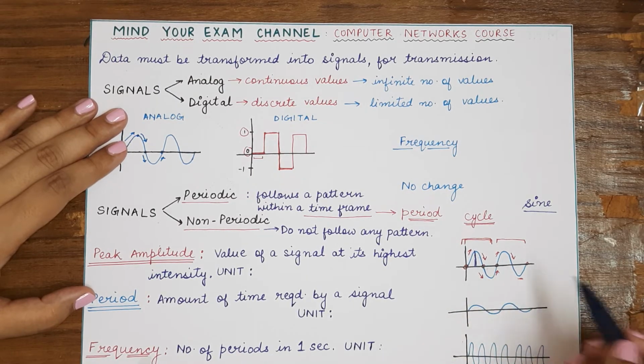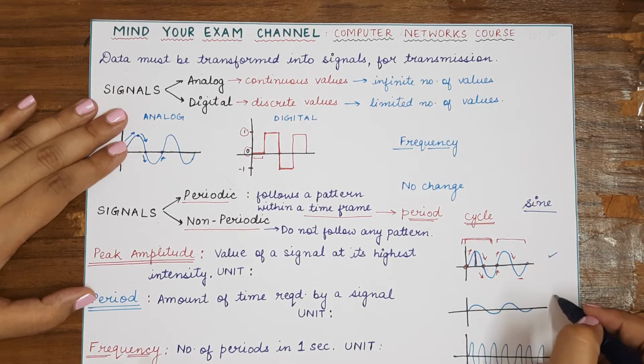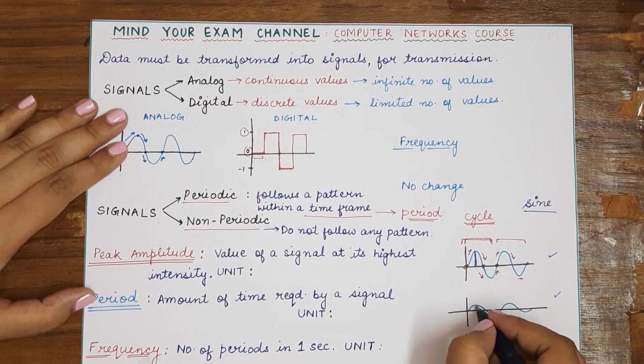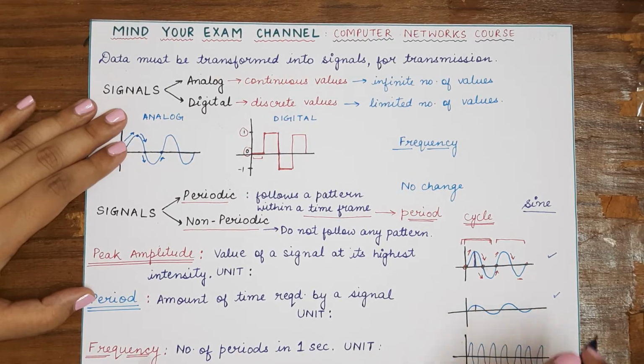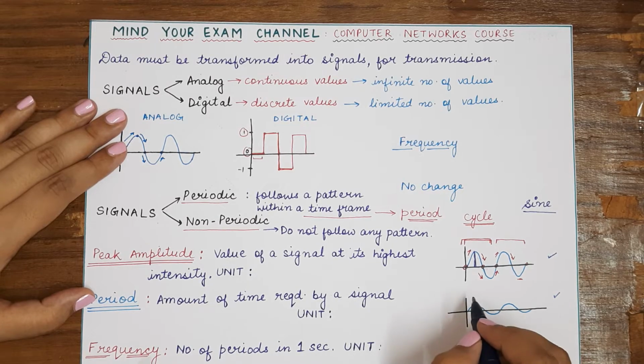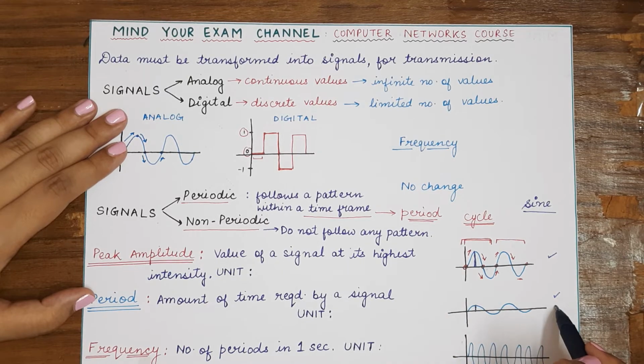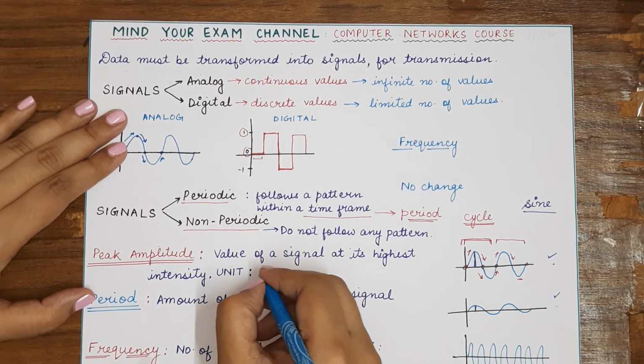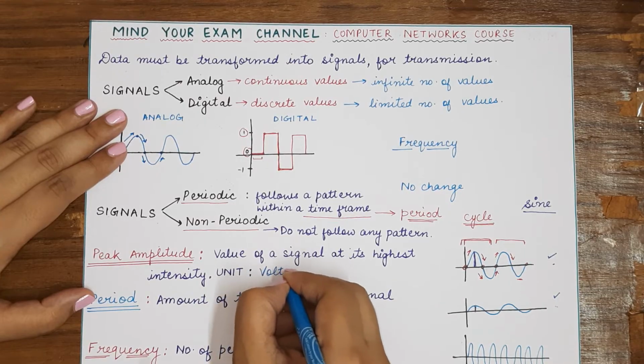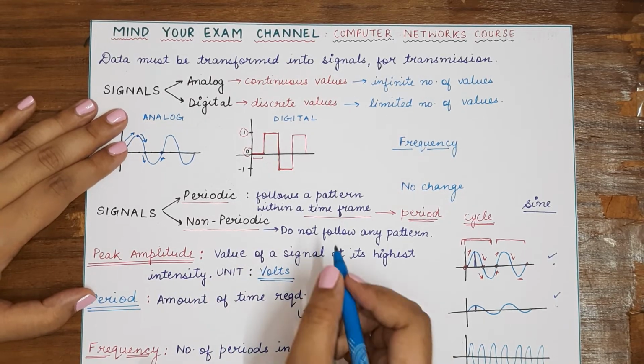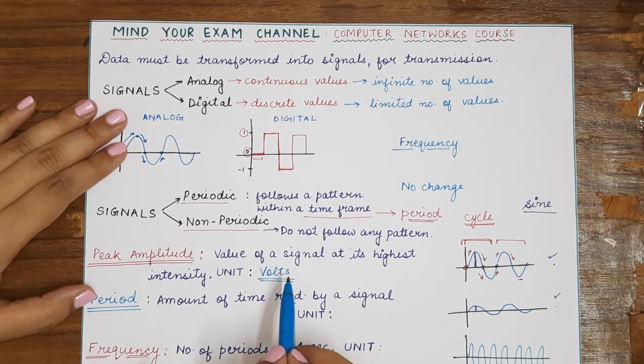Okay, and this amplitude might vary from wave to wave. So this is also a sine wave, this is also a sine wave, but this has a smaller peak amplitude. In this wave, the peak amplitude is the point where the signal is reaching its maximum intensity, but the peak amplitude of this wave is less as compared to the peak amplitude of this wave. Now the unit for the amplitude is volts. Okay, you must remember this. This is an important point, that the unit of peak amplitude is volts.